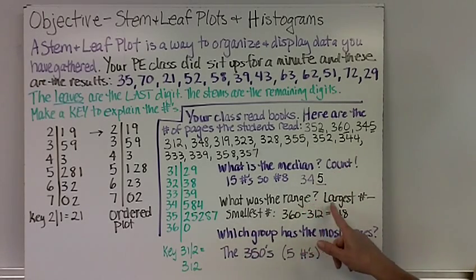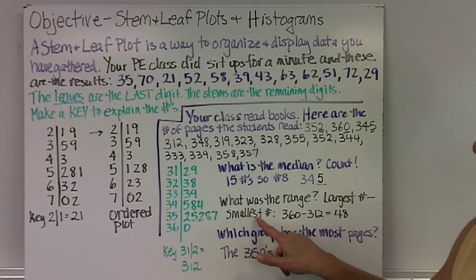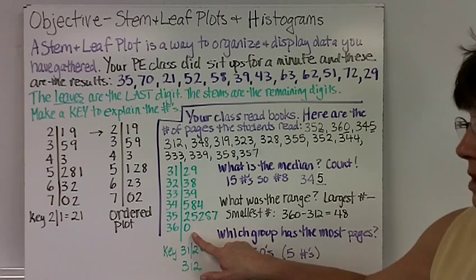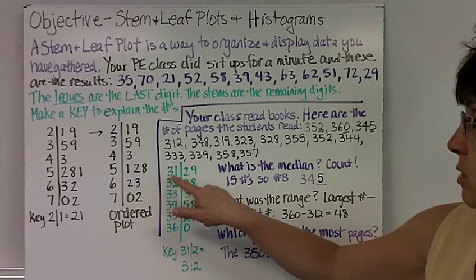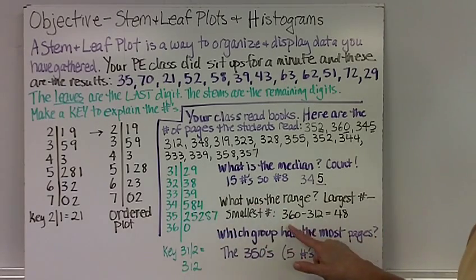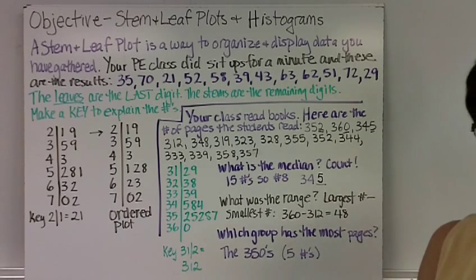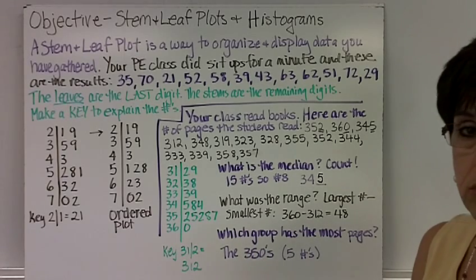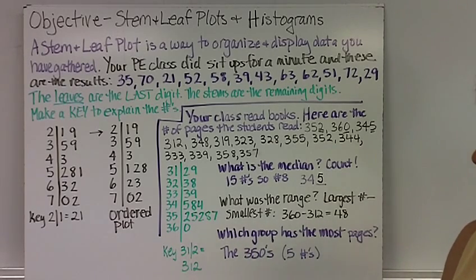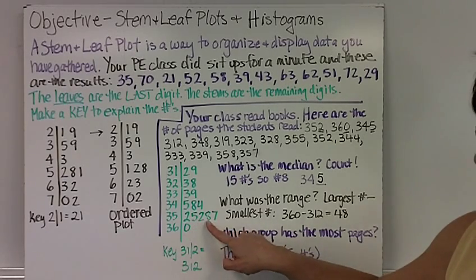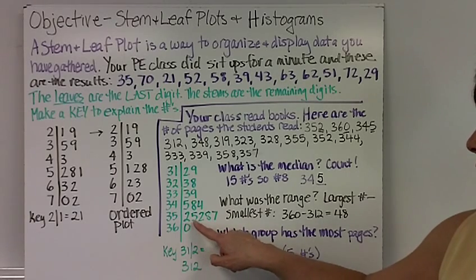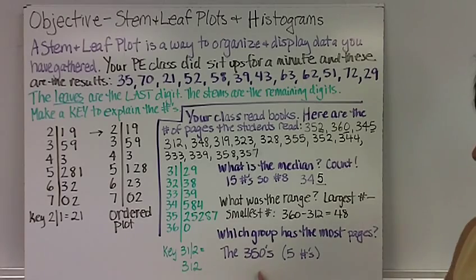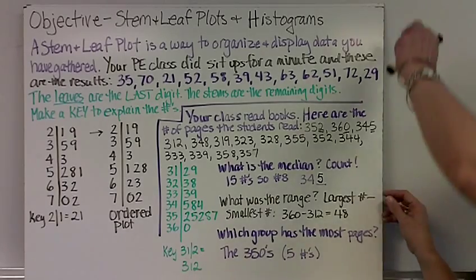And what's the range? Well, we take our largest number minus our smallest number. Our largest number is 360. Our smallest number is 312. So I just subtract and I can find the range. You can also answer questions like, which group has read the most pages? Well, the 350s, because there's 352, 355, 352, 358, 357. So you can see that. Okay? All right.